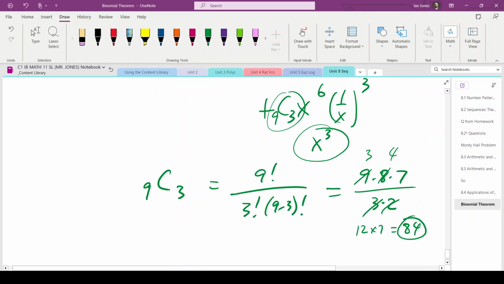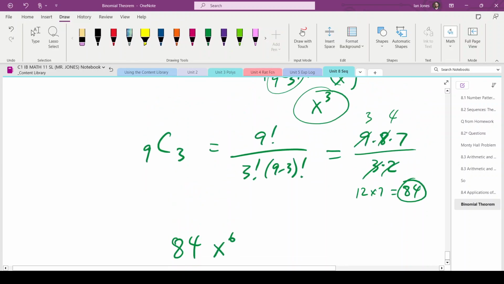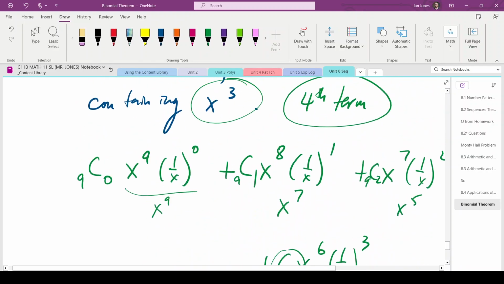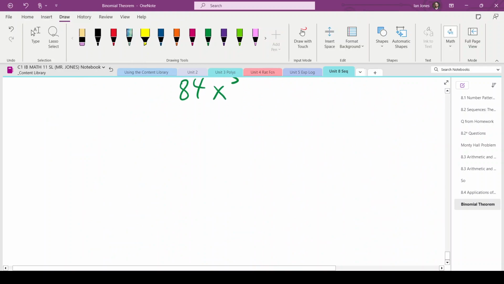84 x to the 6, 1 over x to the 3, which is 84x to the 3. Does that answer the question? Yeah, that's the question. Now, another way to do it, of course, once I found it's the fourth term, I can use the formula. The formula is from the binomial expansion.